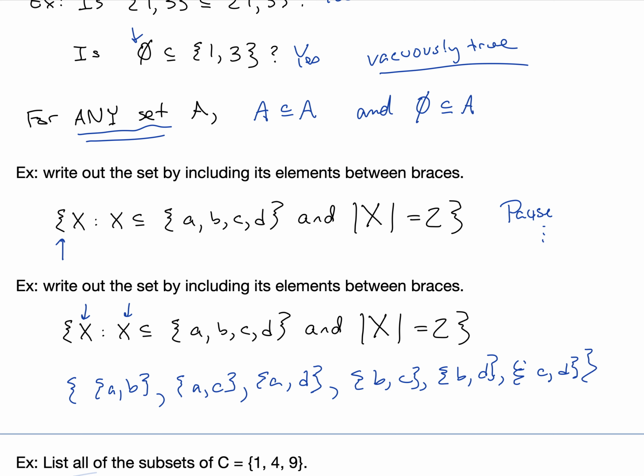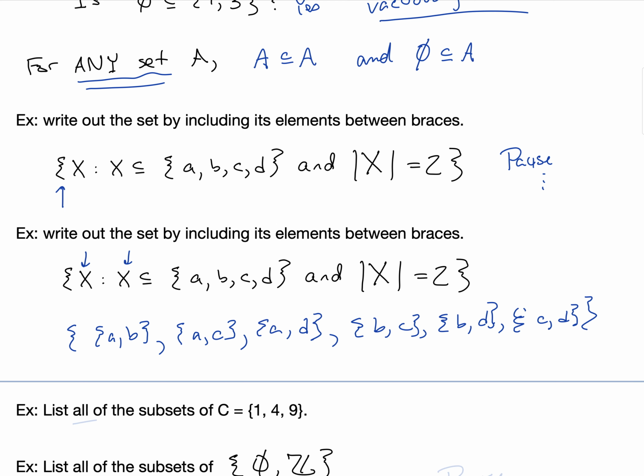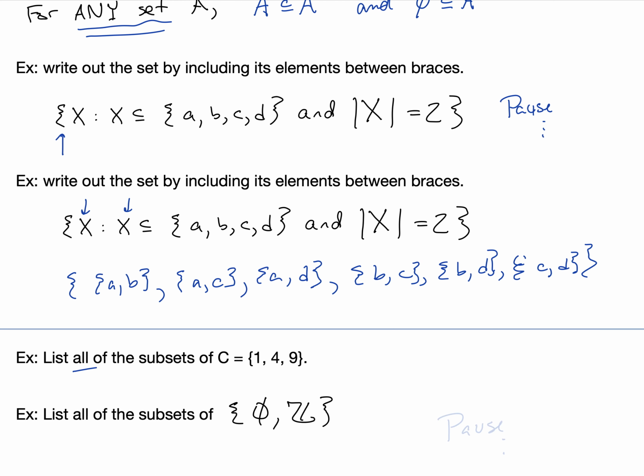So those are all sets that fit that criteria. Two more to try. I'd like you to list all of the subsets of the set C containing the elements 1, 4, and 9. I'd like you also to list all of the subsets of the set containing the empty set and the integers. So again, pause, try those out quickly.